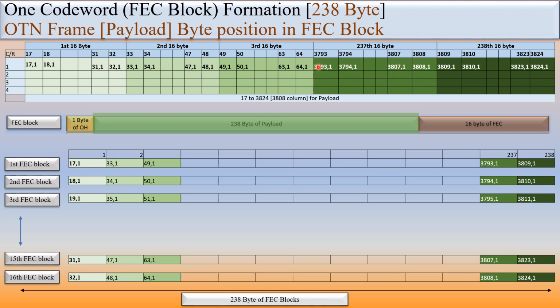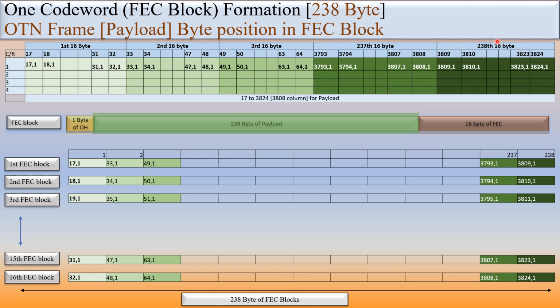So in the same way, 3rd, 4th, 5th, 6th, and so on will go. So you can see here in the last 236 group of 16 byte is placed here, 3793 byte is placed here, 37941 byte is placed here, 3807 is placed here, and last byte of this group is placed here. I have just put the byte name. It's not a standard. I have just put the name of this byte just for the understanding.